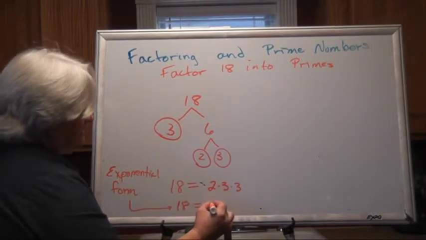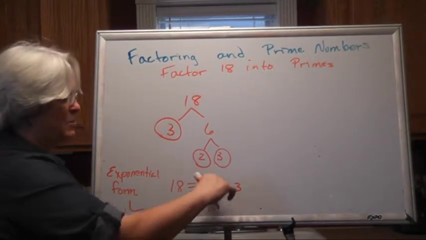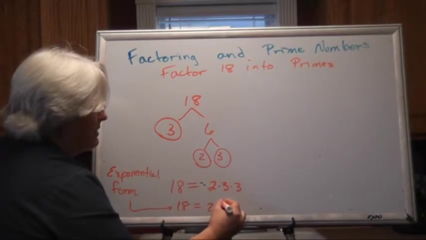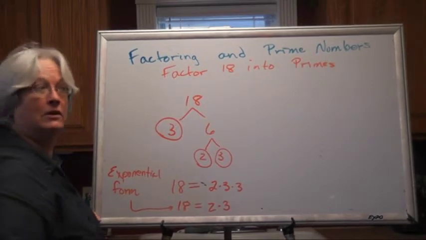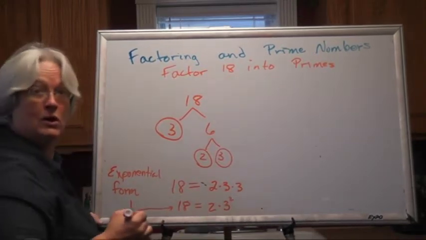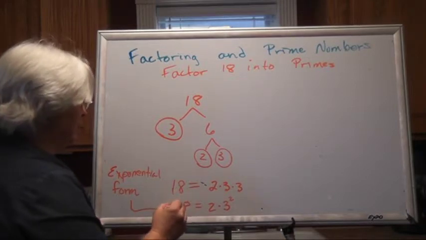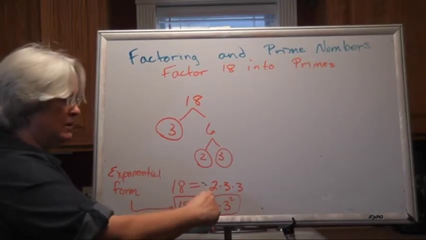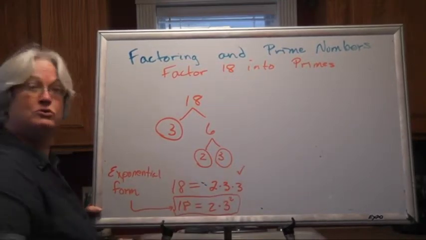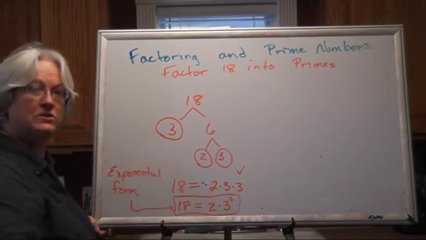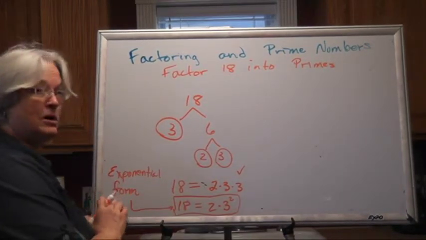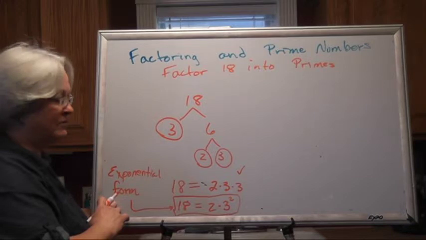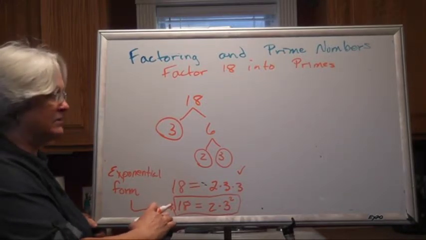18. How many times is 2 used as a factor? 1 time. Do I have to write 2 to the 1? No, we can tell we're just using it 1 time. How many times is 3 used as a factor? 3 is used as a factor 2 times. So this right here is the exponential form. This answer here is correct. It is true that 18 is equal to 2 times 3 times 3, but it's not what they asked you to do. They asked you to give them the exponential form of the prime factorization of 18.